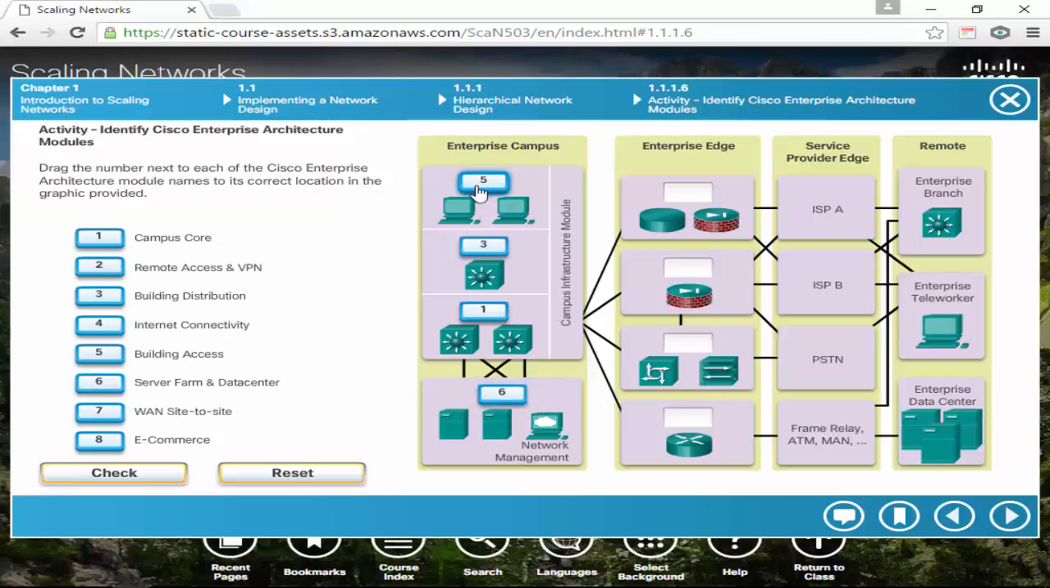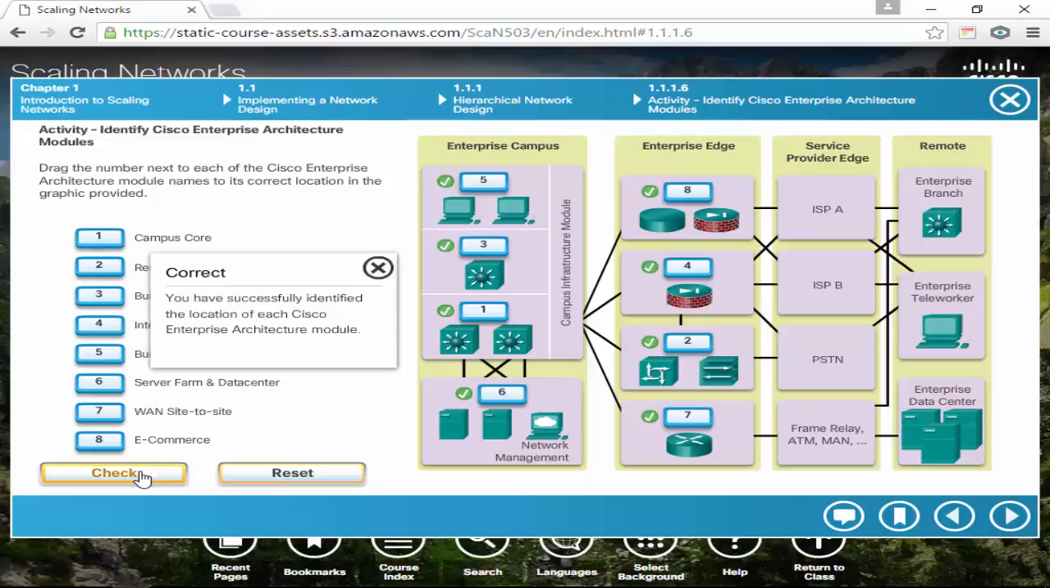That's right. So we go to Enterprise Edge. Okay, so top one, I believe that's e-commerce, right? Because we got, I think this is supposed to be an e-commerce server and a firewall protecting it. So then we have just a straight firewall, so that's probably remote access VPN. Nope, it's not remote access VPN, that's the internet connectivity module. Alright, so remote access and VPN would be right there. And then we have WAN site to site right here.